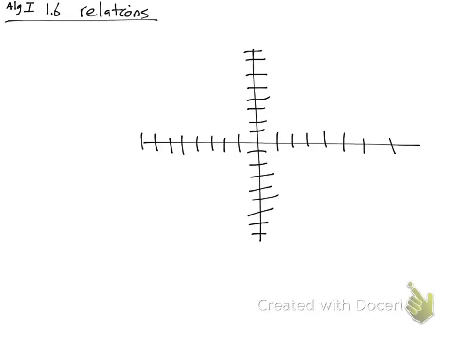So what we have here is Algebra 1, 1.6. We're going to talk about relations today. Relations, guys, are things that are related together, that are connected. And so in math, a lot of times when we talk about relations, we talk about a graph, because we put these things on there.